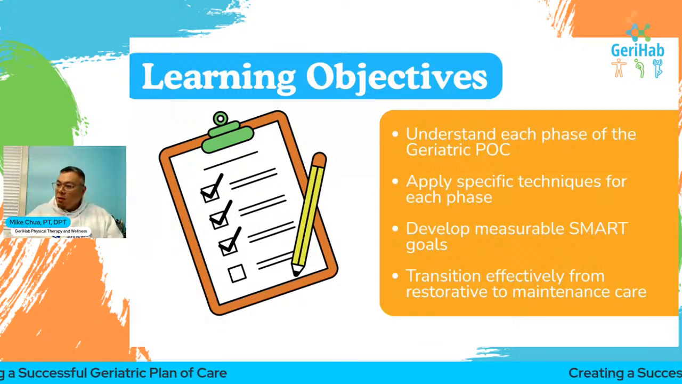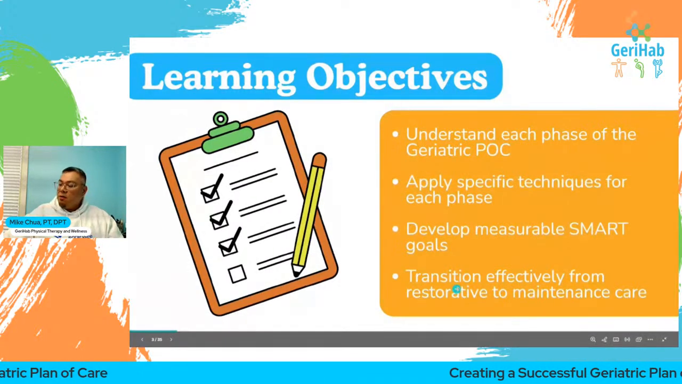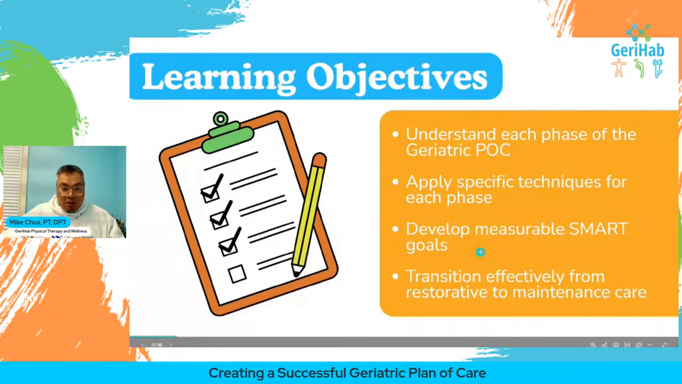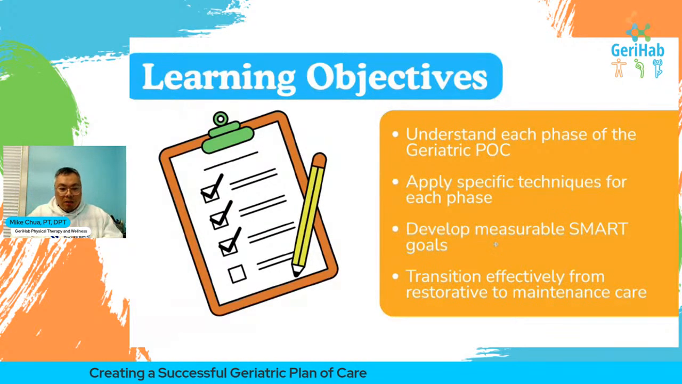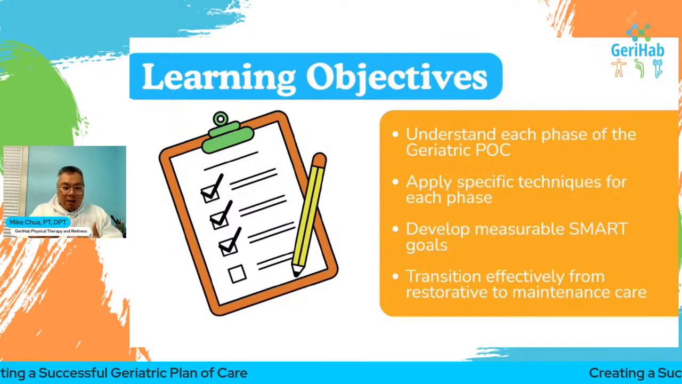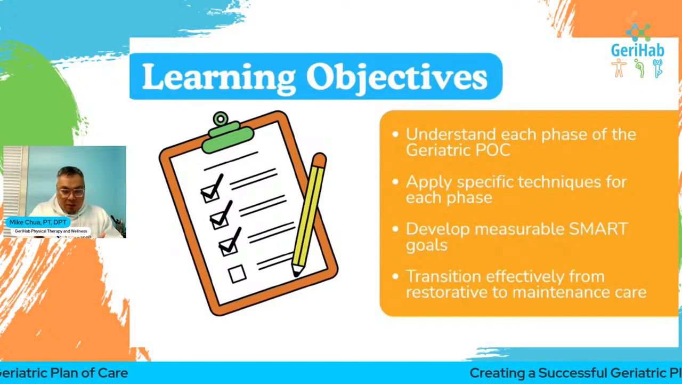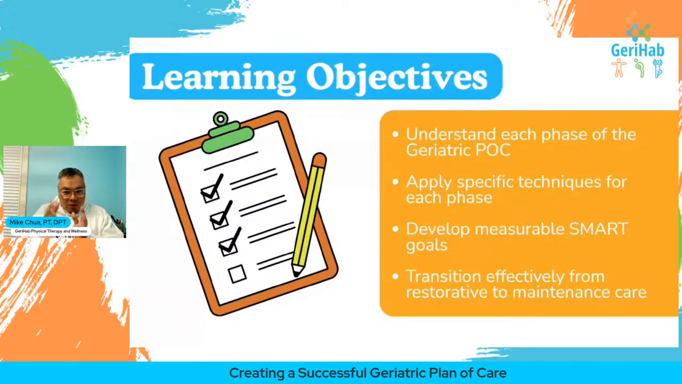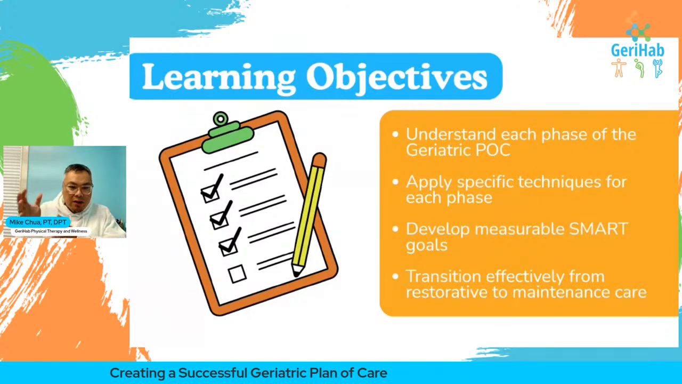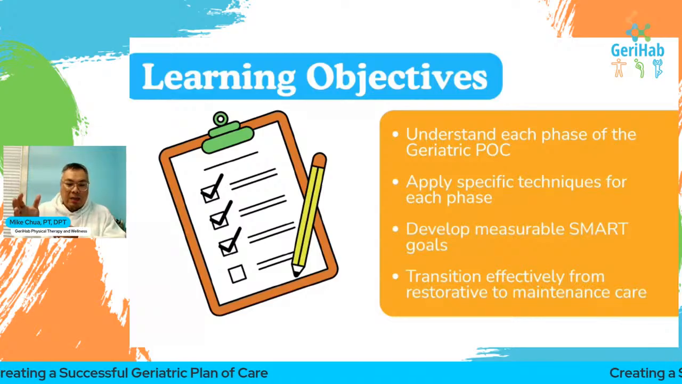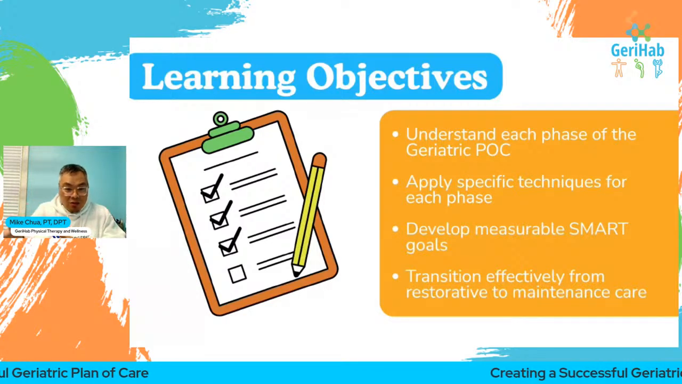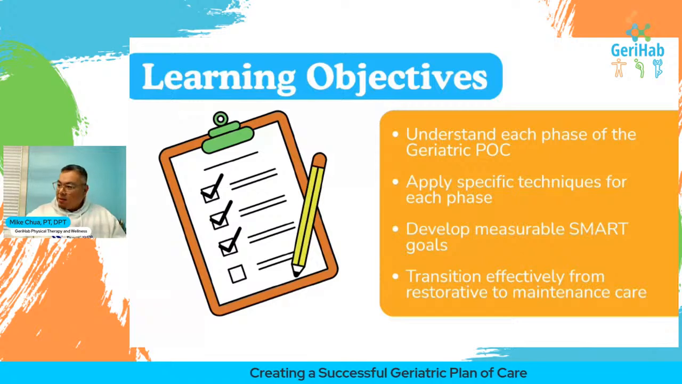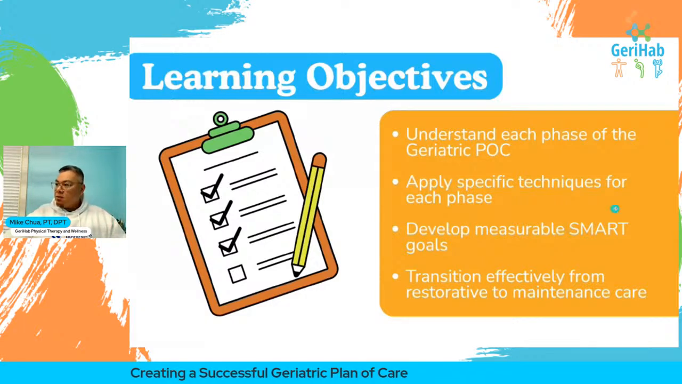Okay, and of course, last objective is to transition effectively from restorative to maintenance. We have to show in our documentation that we are trying our best. Of course, we're doing our best to transition them effectively from restorative to maintenance. Now, of course, if they're in the maintenance program and then they got sick, they need to go back to a restorative program. I hope that made sense. So, okay, let's go to the next slide.